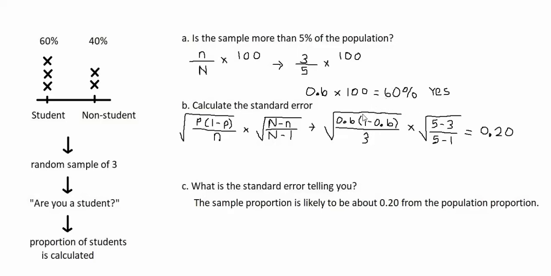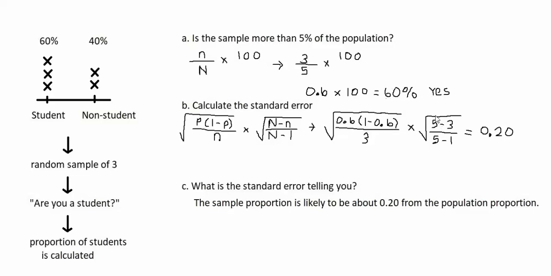So let's start at the left end. 1 minus 0.6 would be 0.4. 0.6 times 0.4 would be 0.24. And then 0.24 divided by 3 would be 0.08. So at this point, we have one number under the square root, and it's just 0.08. So basically this part is just the square root of 0.08, whatever that happens to be.